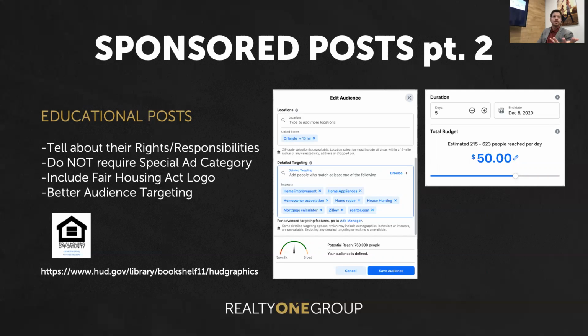Also, Facebook's guidelines specify that it doesn't have to be a special ad category if it's educational. The video that we just shot for you and posted on the page is educational, you're informing people about insurance and things like that. So it doesn't have to be in that special ad category. It just has to include the Fair Housing Act logo, or in the copy you have to put that this abides by the Fair Housing Act. And then that lets you target your audience a little bit better.